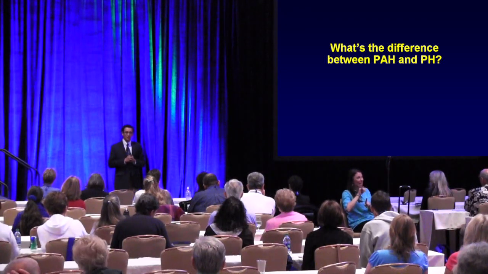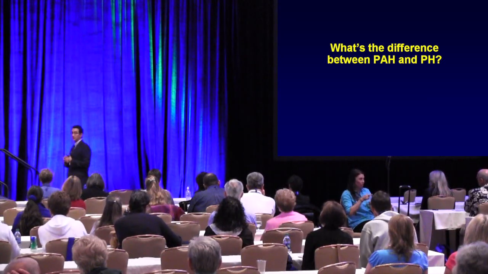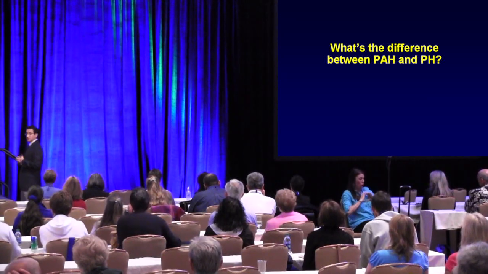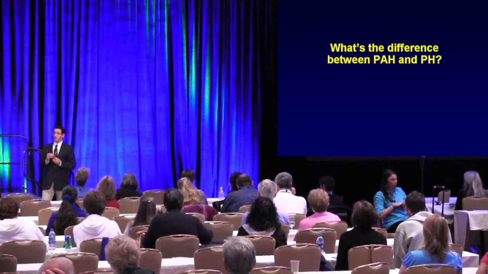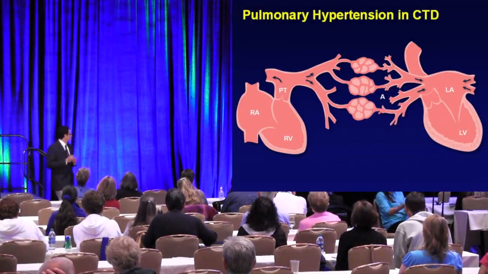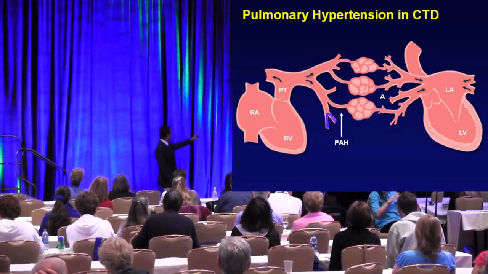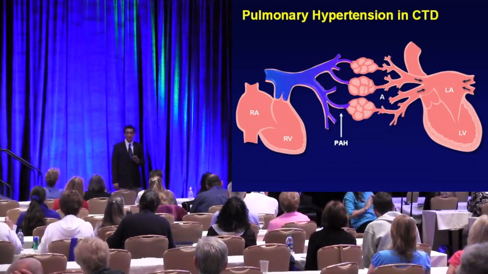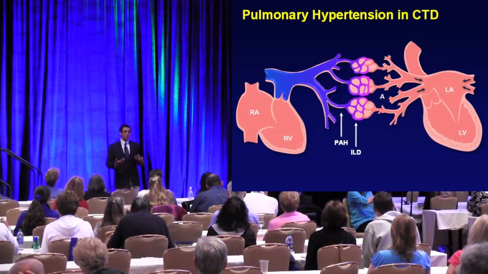What it means is when a cardiologist or a pulmonologist puts a catheter into the right side of the heart, they look at the pressures. And if the pressures are elevated, they say you have pulmonary hypertension. Now, pulmonary hypertension can come from the right side of the heart, like showed here, which is called pulmonary arterial hypertension. It can come because you have lung fibrosis.